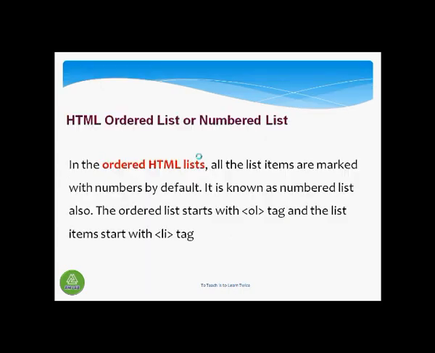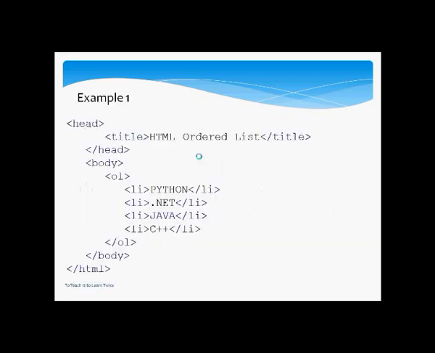The first one is the HTML ordered list. Now in this ordered list, students, we will have numbers, and by default it is 1, 2, 3 and so on. The tag for the ordered list is the OL tag, and it will resemble the numbers. The items in the list we will state with the LI tag. So we have the example.